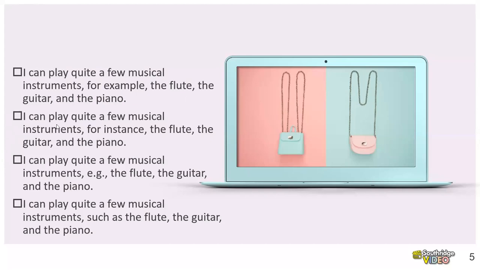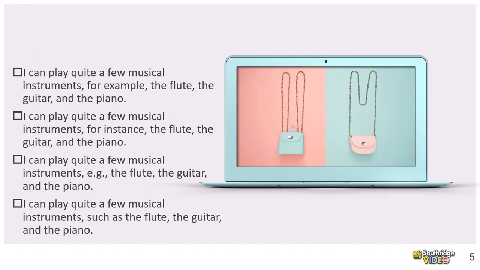Okay, next is: I can play quite a few musical instruments. For instance, the flute, the guitar, and the piano. What is the difference between the first sentence and the second sentence? The first sentence used for example, while the second used for instance. Is there any difference in the punctuation? No, there is no difference.